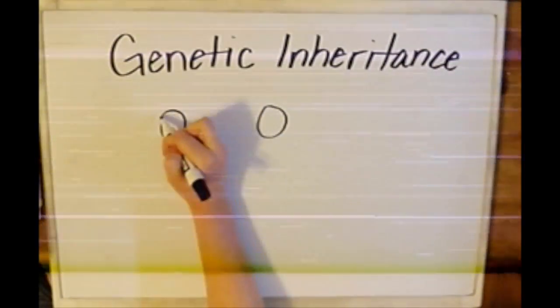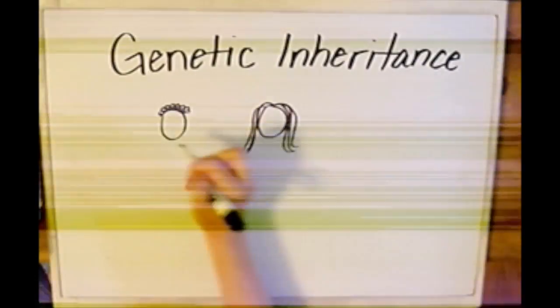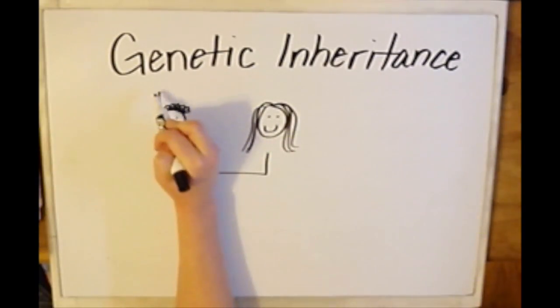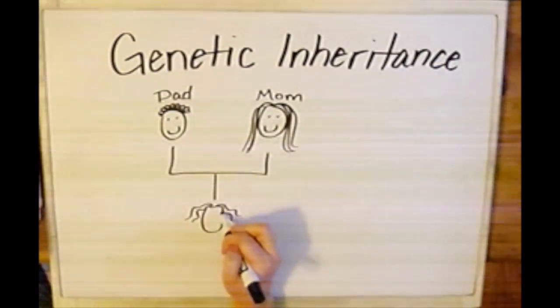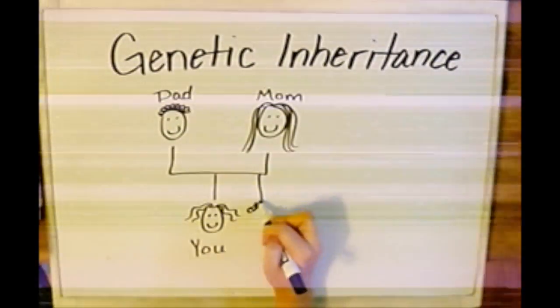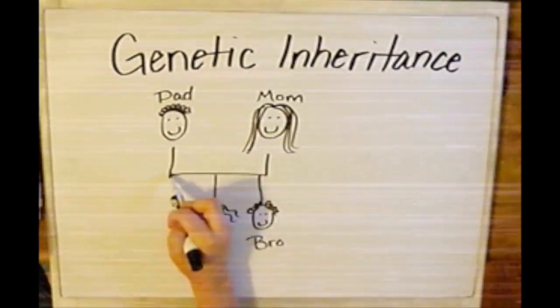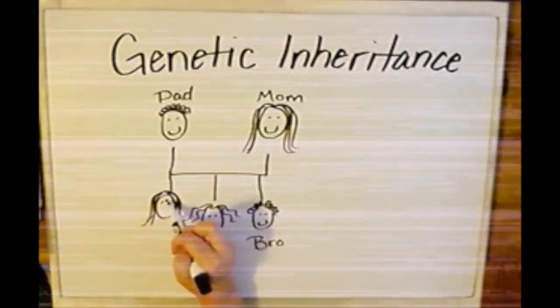An example of this would be, let's say there was a father who had curly hair, a mother who had straight hair, and then their genetic combinations happen during fertilization, makes offspring, which would be you. You could have wavy hair, your brother could have curly hair, and your sister could have straight hair.